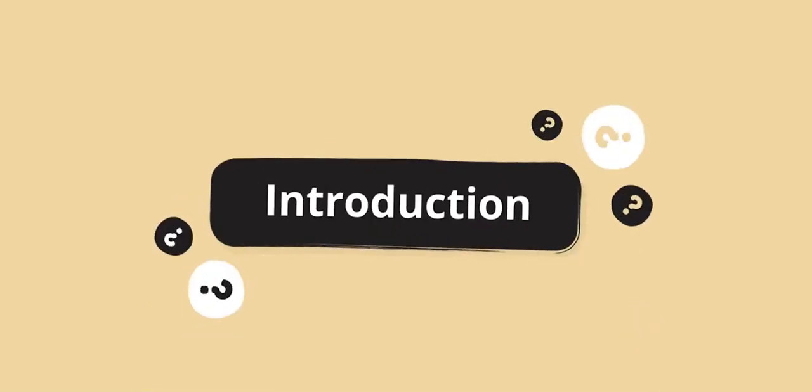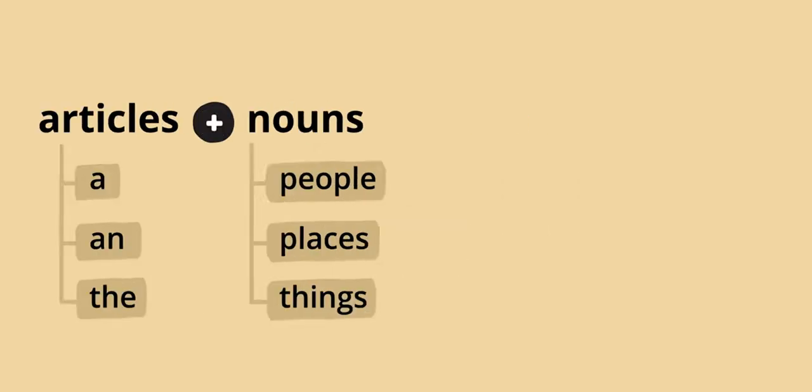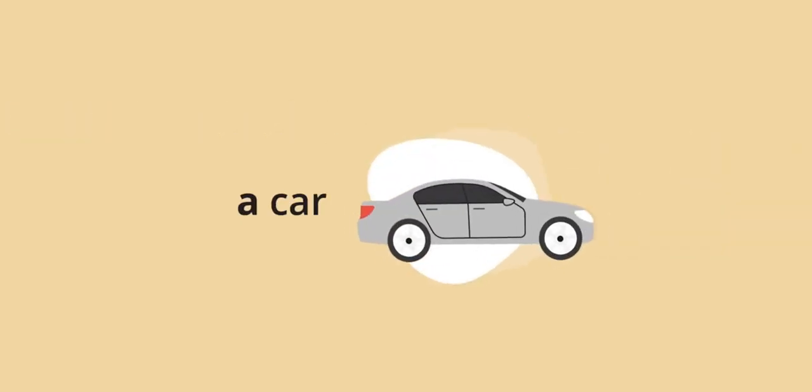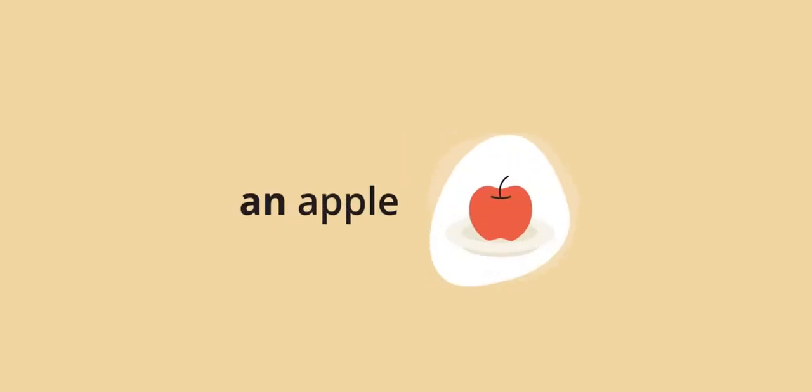What are articles? Articles are little words that come before nouns. Nouns can be people, places, or things. The articles in English are a, an, and the. For example, a car, an apple, the moon.